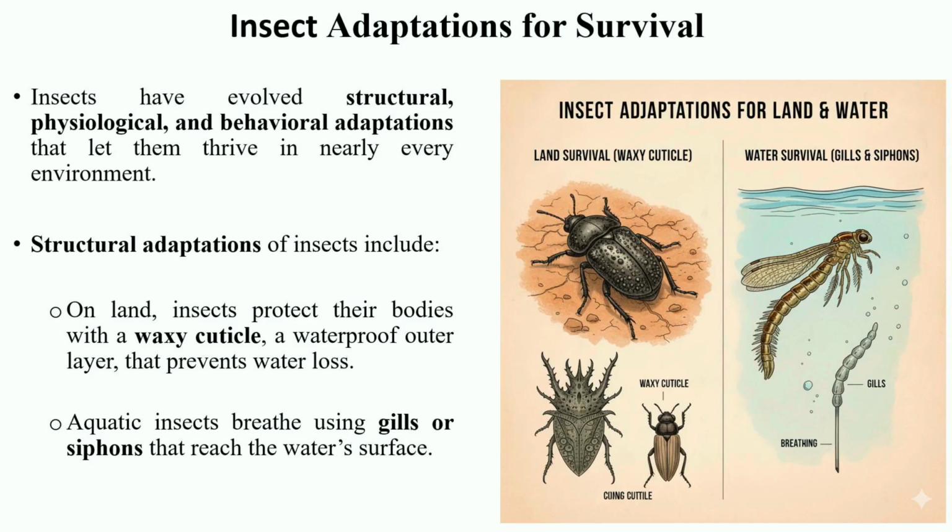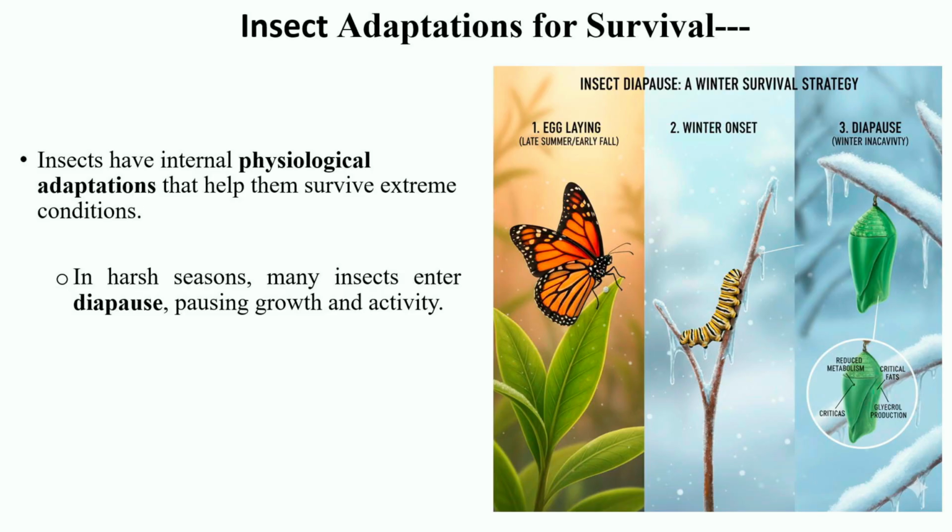The other important aspect we are going to deal with is insect adaptations for survival. There are several adaptations that insects exhibit. They can be structural, physiological, or behavioral adaptations. In structural adaptations, for example, on land, insects protect their bodies with a waxy cuticle, a waterproof outer layer that prevents water loss. In aquatic environments, insects breathe using gills or siphons that reach the water surface.